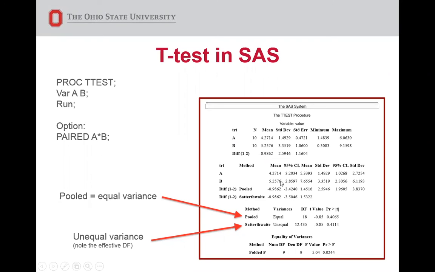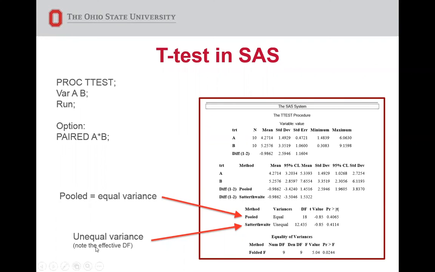You can skip over this middle part of the output, and we can see here the t-test results. The pooled option is the assumption for equal variances, and as you would expect, has 18 degrees of freedom. That is, 10 plus 10 minus 2 is 18 degrees of freedom. In this case, we can see that the probability of the t-value, 0.4065, is greater than 0.05, and we would state that these two means are not significantly different.